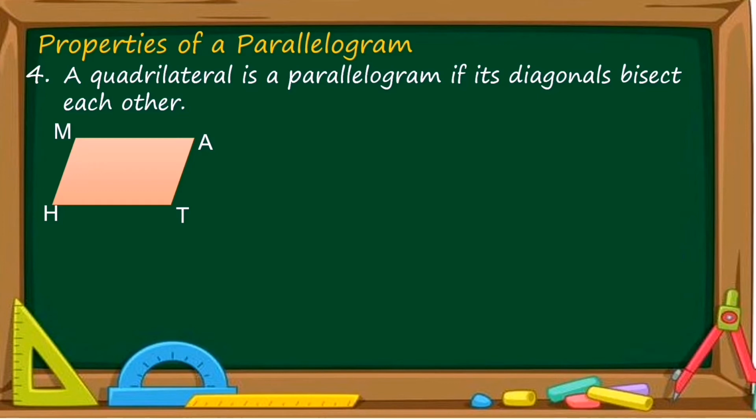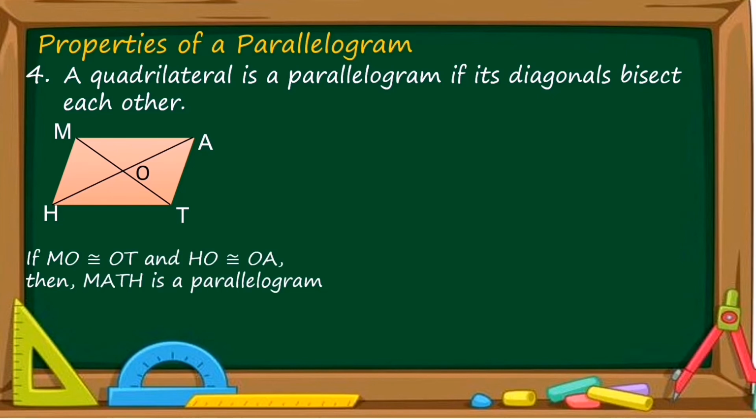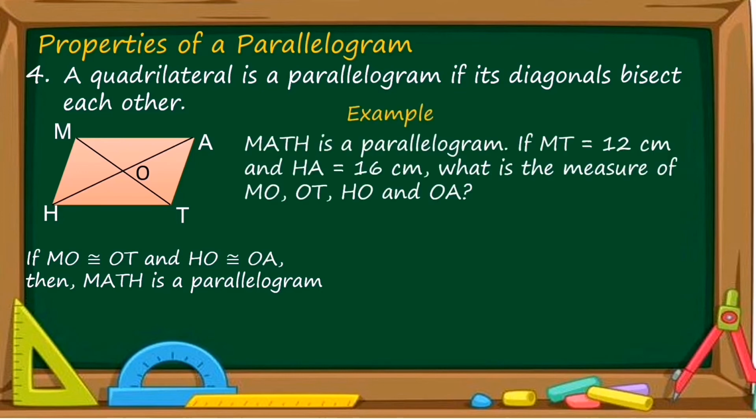To produce the diagonals of this quadrilateral, we need to connect the opposite vertices, T and M, and then the other pair is H and A. Then they intersect at point O. If the measurement of MO is congruent to OT, as well as HO is congruent to OA, then MATH is a parallelogram. Let us have an example.